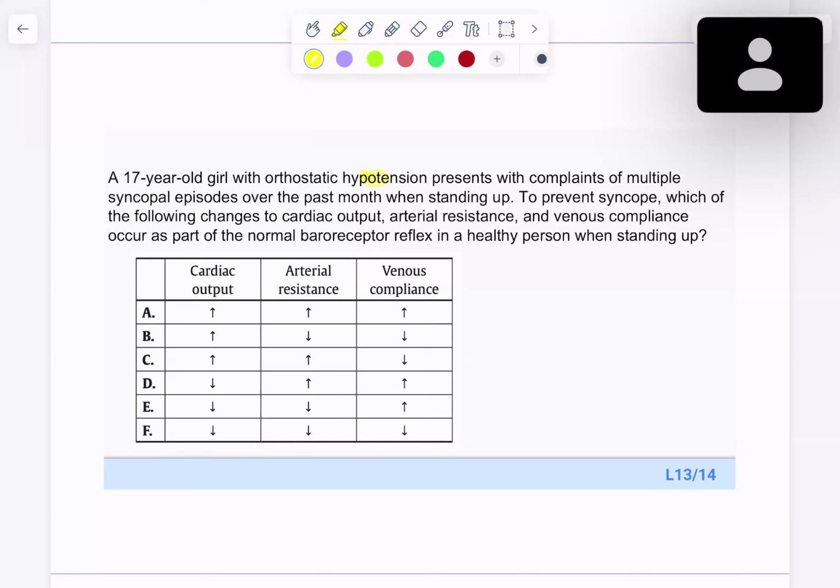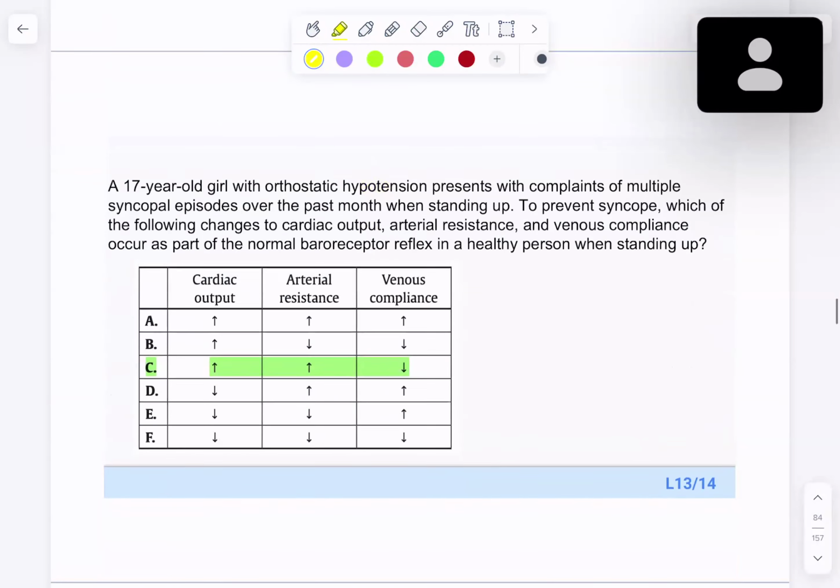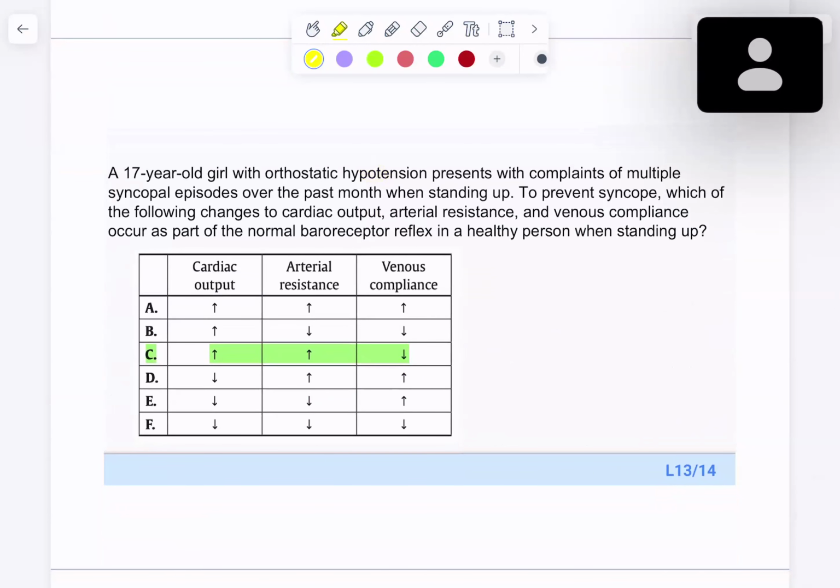You guys are saying B and C. Okay, let's go through them. The correct answer is C. Now, when you have orthostatic hypotension, it's because the blood is not returning very well to your brain, and so you are feeling dizzy. To decrease that, first of all, the cardiac output has to increase. So I can remove all of these. I'm just left with A, B, and C. Next, arterial resistance. Should it increase or decrease? It should increase, right? Because you want to increase the venous return to the heart as well. And finally, venous compliance should also decrease.